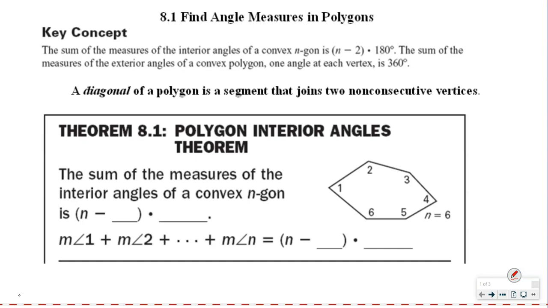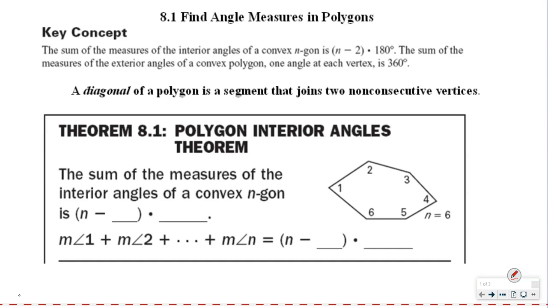First key concept here, we have the sum of the measures of the interior angles of a convex n-gon, or any sided polygon. N is just there for showing it could be any number of sides. And remember, convex means all vertices point out, like this picture of this hexagon we have down here. All of the vertices point out. That's convex. And that is that an n-gon is n minus 2 times 180 degrees, all of their interior angles. And then the sum of the measures of the exterior angles of a convex polygon, with one angle at each vertex, is 360 degrees.